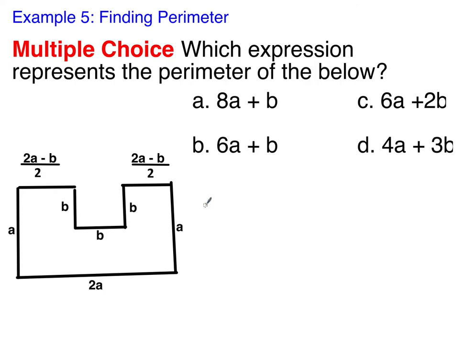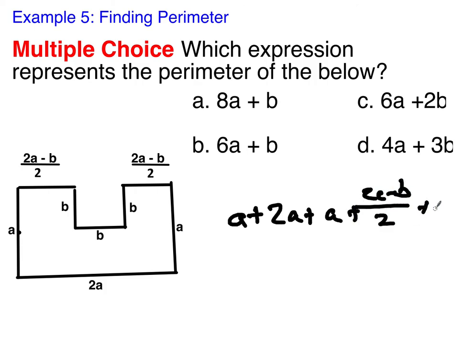So there are a bunch of different ways to do this, but perimeter is adding up all the sides. So you could say a plus 2a plus a plus 2a minus b over 2 plus b plus b plus b plus 2a minus b over 2. Okay, I've written every side out, and I started here and I just went around like that. That's one way to do it, and then you can combine like terms. And you'll get the right answer. But I think there's an easier way to do it.